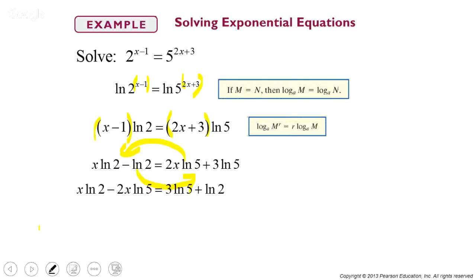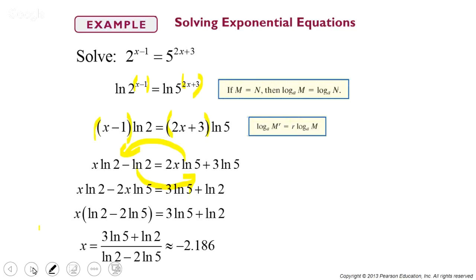And that gives me this. So now I have x on one side of the equation, over on the left-hand side. I can factor out that x. I factored out that x. Now I have x kind of by itself, but it's being multiplied by something. Well, to get rid of multiplication, I have to divide. And there it is. It's ugly, but that is the exact solution. So here's the exact solution.